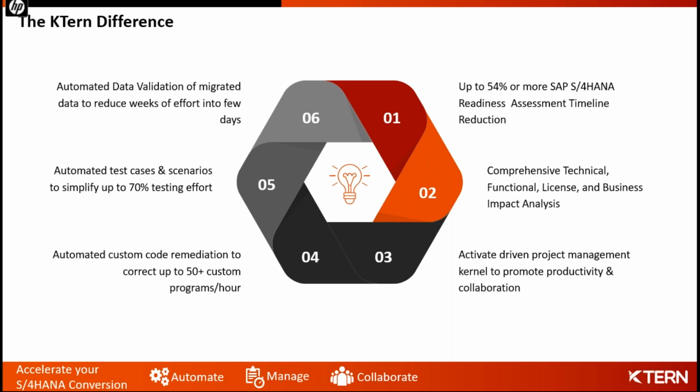So these are primarily the 6 USPs that I would see in KTern as compared to multiple products available in the market, but each of them might do one or two of these features. But this is a lot more comprehensive in terms of being able to address every single aspect.